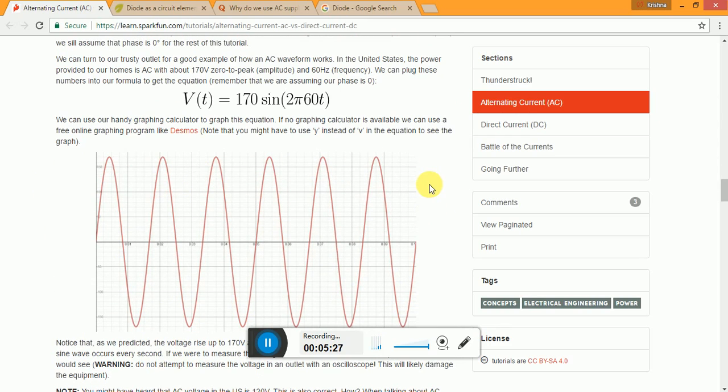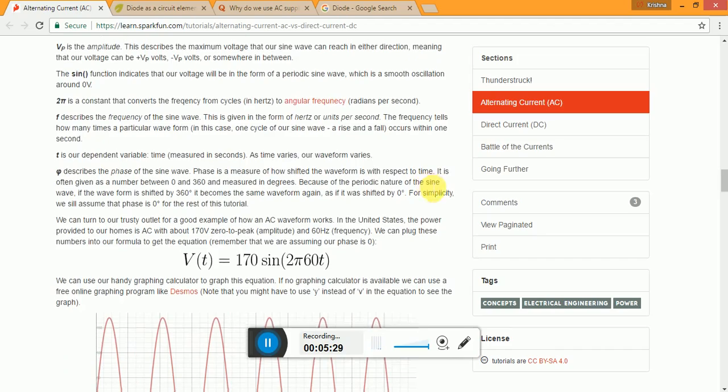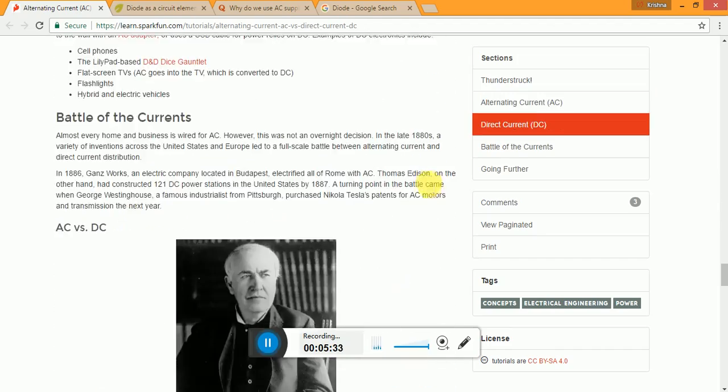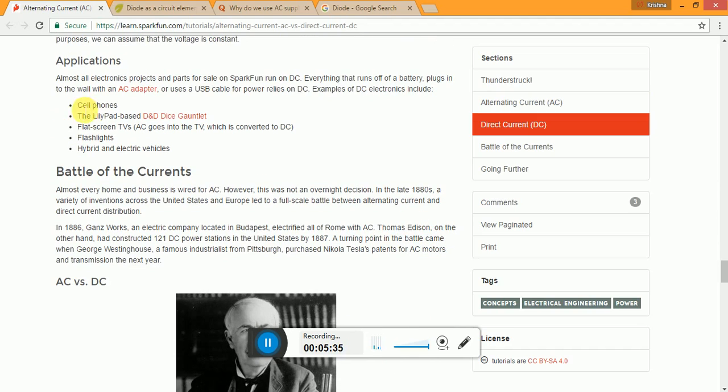But what about all the devices that you use in your house? They require DC current. Here you see, in the application section they have mentioned that all the TVs, the fridge, microwave, everything that you see around in your house have this tiny internal circuitry inside them. You've seen those circuit boards and things like that, right? So all of them run on direct current, not alternating current. So they require DC current.